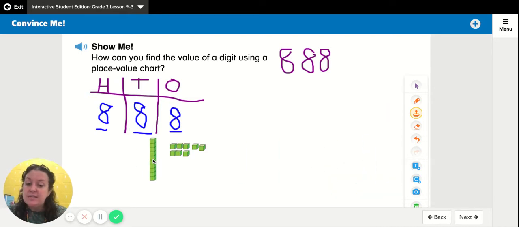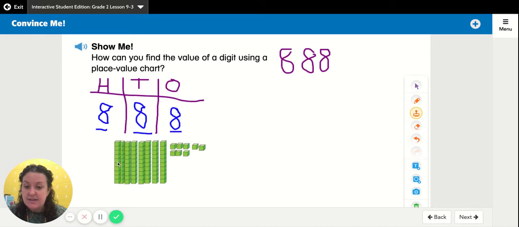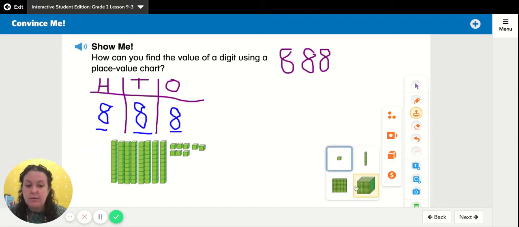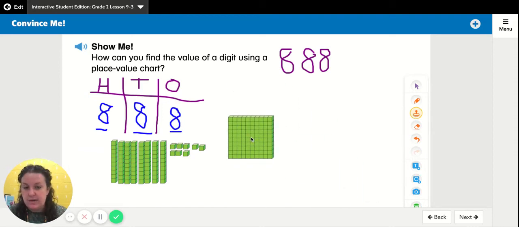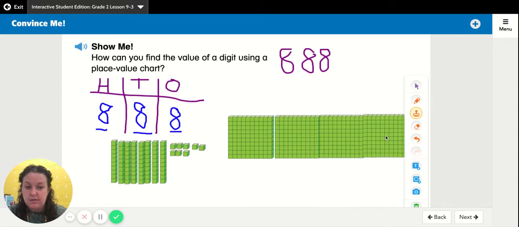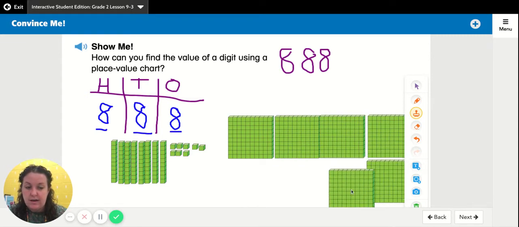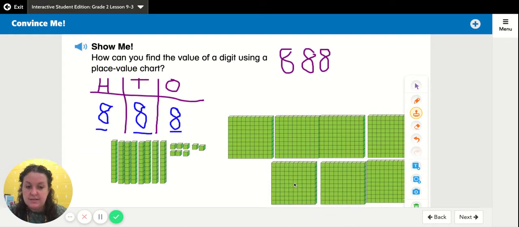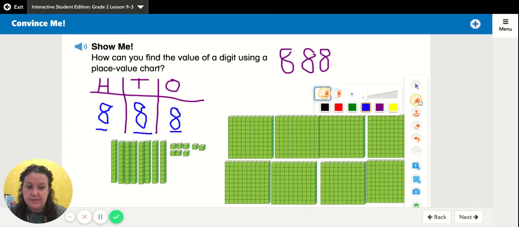So 8 in the tens place, that's this much. 1, 2, 3, 4, 5, 6, 7, 8. That's 80. And an 8 in the hundreds place, I think we're going to have to do it over here. It's just way too many. 1, 2, 3, 4, 5, 6, 7, 8.